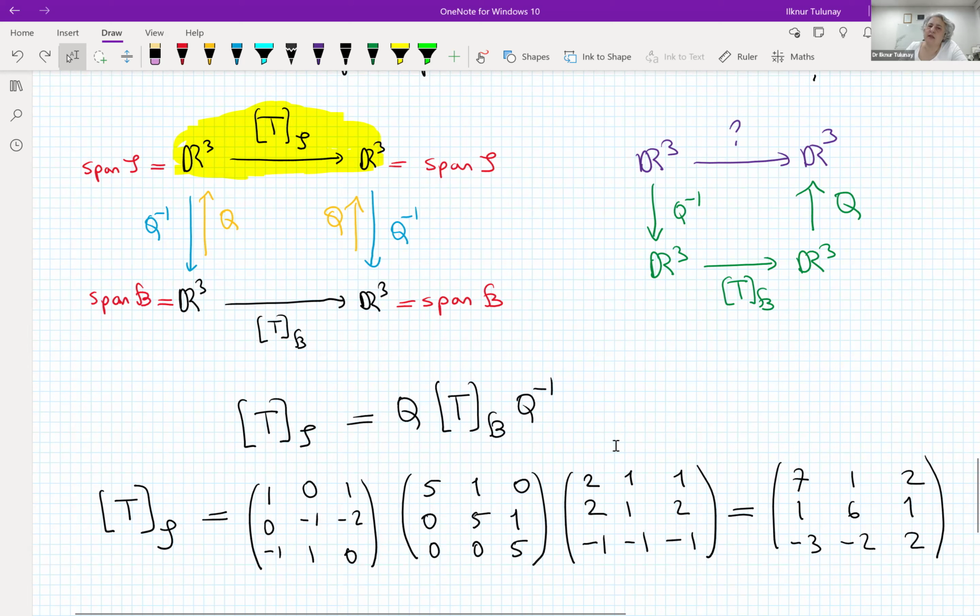Once we write down this equation, it is simple to calculate, just a calculation. So this is the matrix form with respect to the B. This is Q and this is Q inverse. We need to multiply these three matrices. It's just a simple calculation, and you know how to calculate it. You just multiply these three matrices and you will end up with this matrix.